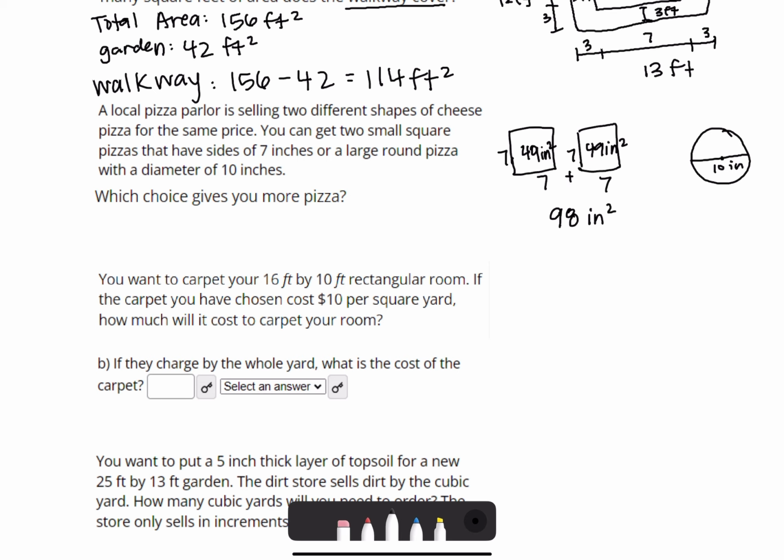And for the circle one, you need to remember that the area of a circle is pi r squared. So this would be pi times 5 squared, which is 25 pi, which is about 78.54 square inches. So the 2 square pizzas gives you more pizza.